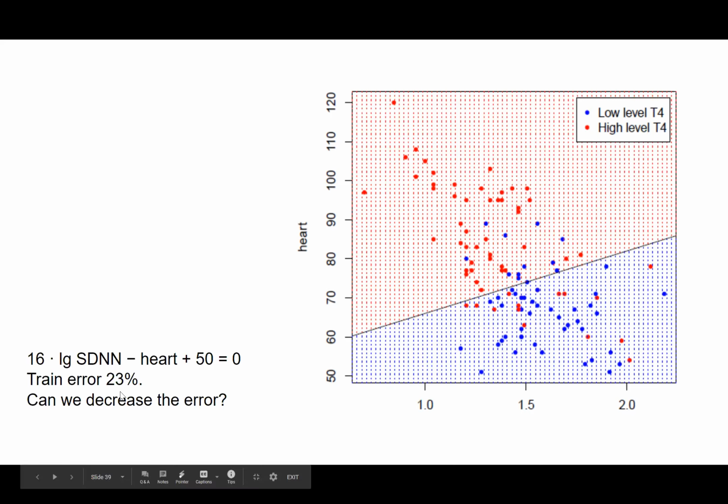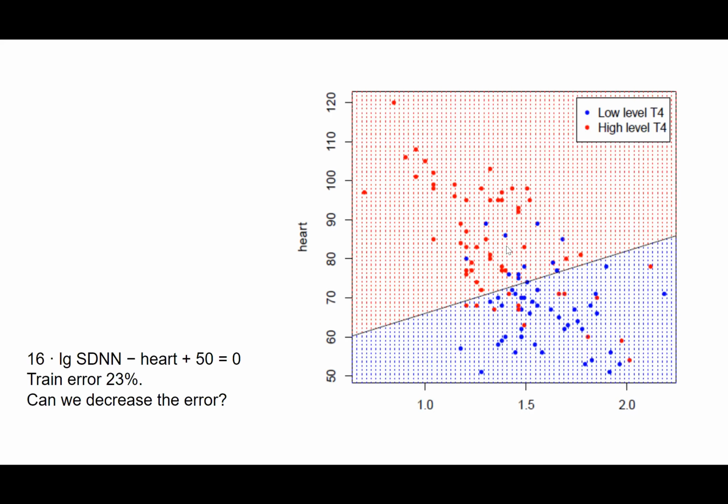And the training error is 23%. What does it mean? It means that 23% of all these points are not classified by this decision rule correctly. For example, this blue point will be classified as red one, this blue point will be classified as red one, and so on.